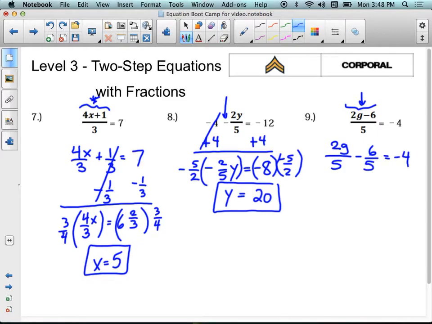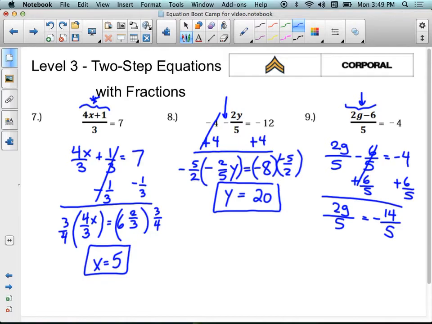2g over 5 is the variable term, minus 6/5 is the constant term, so I'm going to add 6/5 to both sides, and I'm going to end up with 2g over 5, also known as 2/5 g, equals -4 plus 6/5, which is -14/5.